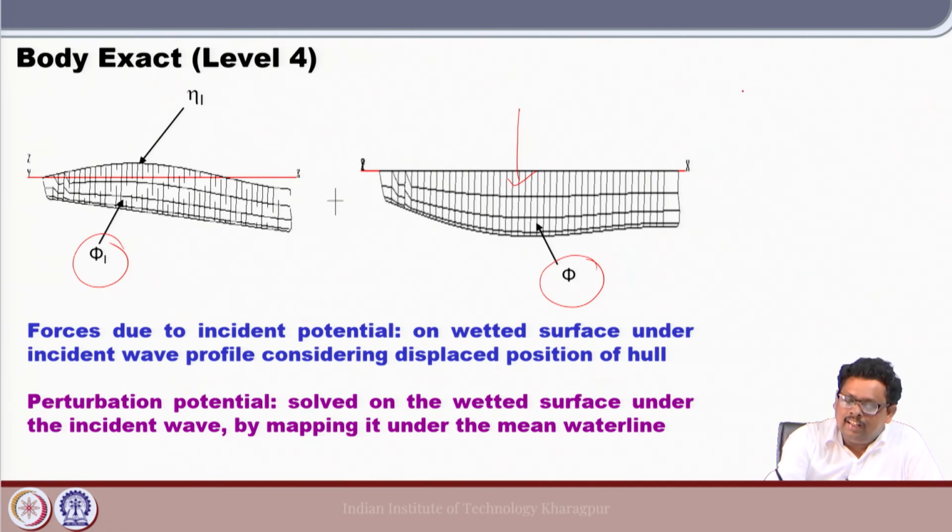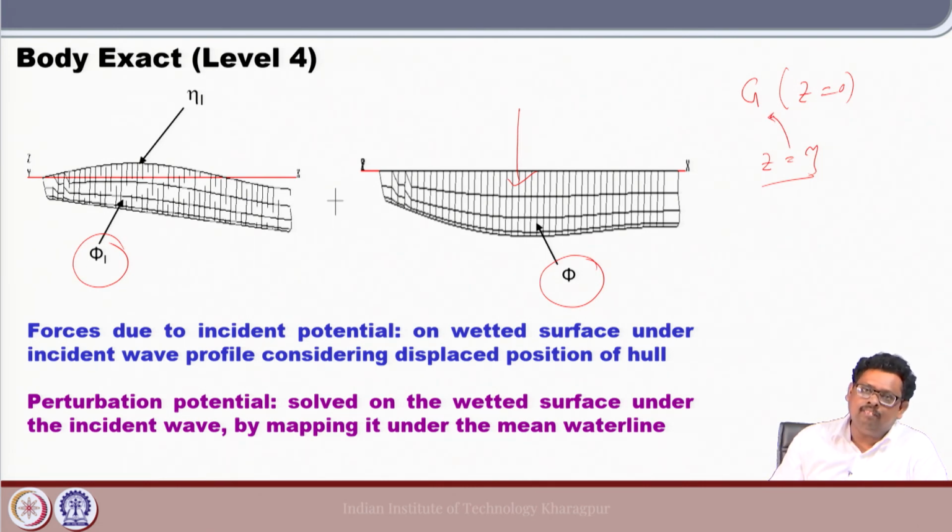Because the Green's function g is only valid for z equal to 0. If you take z equal to eta, you cannot use the boundary element method. So, to use this, you have to have it on the mean weighted surface. Then how does it become exact? Now, what do we do? We use some transformation. Now, what is the transformation?